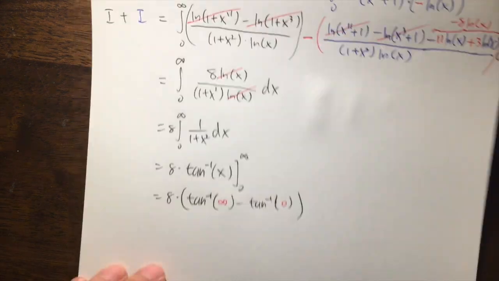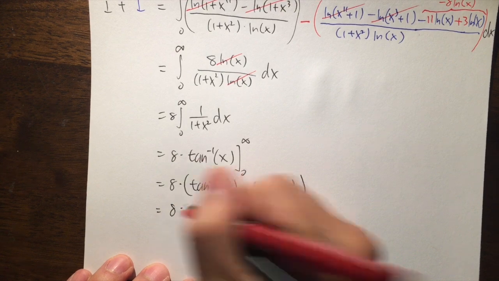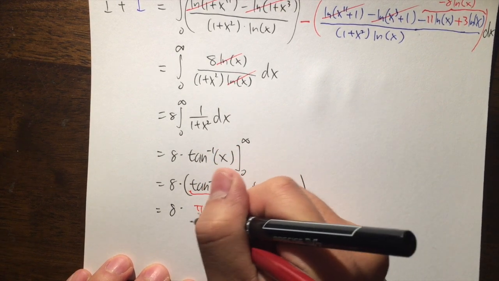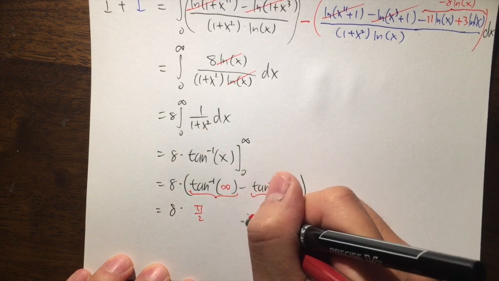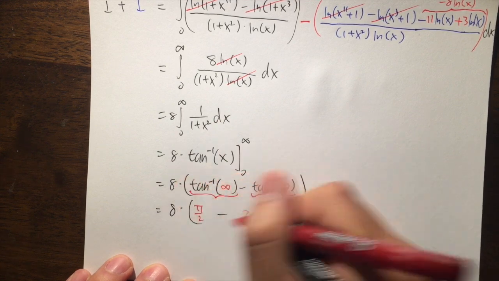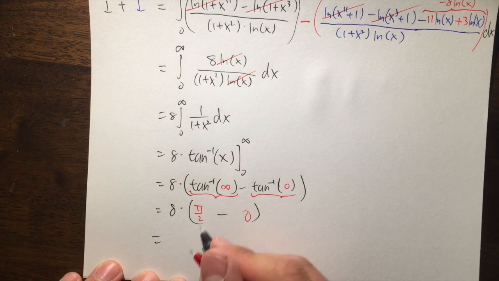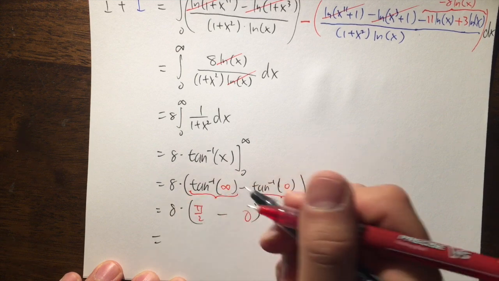And in the end, we see that this right here is just 8. This right here, inverse tangent of infinity, is just pi over 2. And this right here is just 0. So if you look at all this right here, it is just pi over 2 times 8, which is just 4 pi, right?